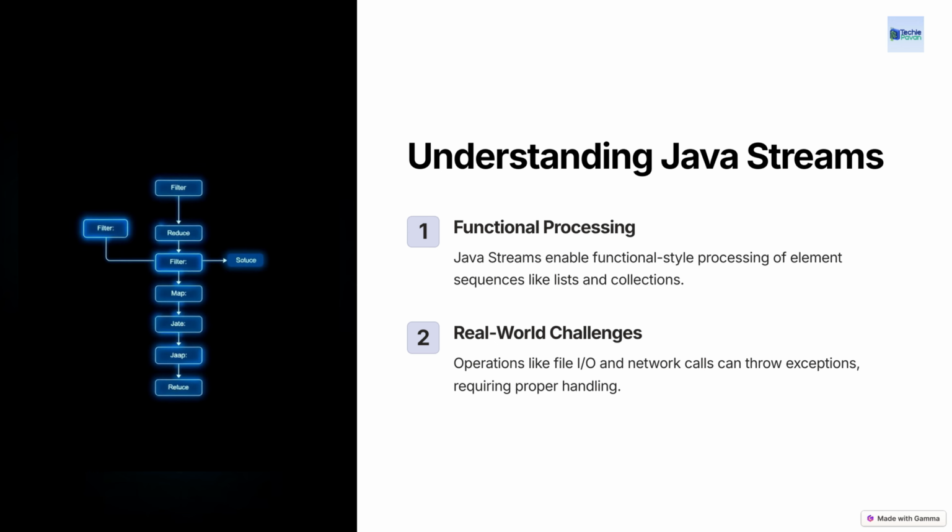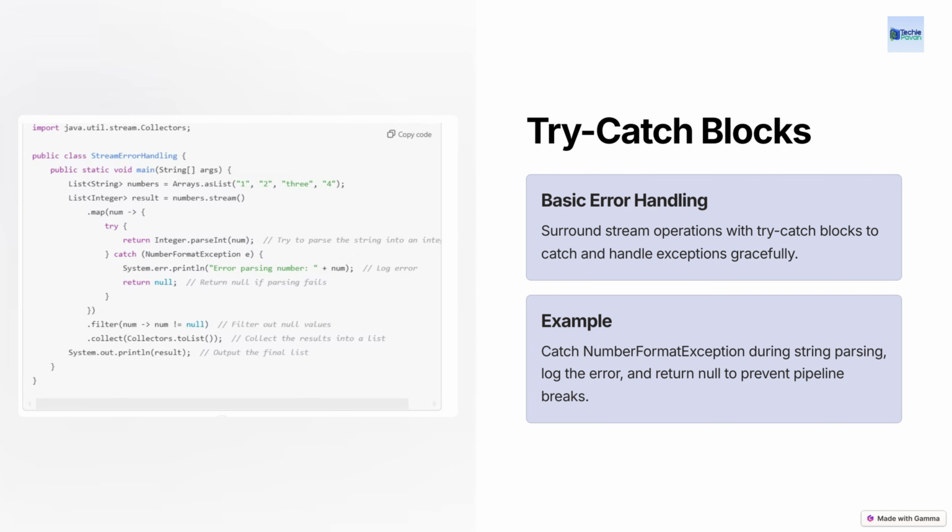Now let's look at some common practices for handling errors in streams. 1. Use of try-catch blocks. One of the most straightforward ways to handle errors in streams is by using try-catch blocks around stream operations. In an interview, it's crucial to explain that the goal is to catch exceptions and handle them gracefully so they don't break the entire stream pipeline.